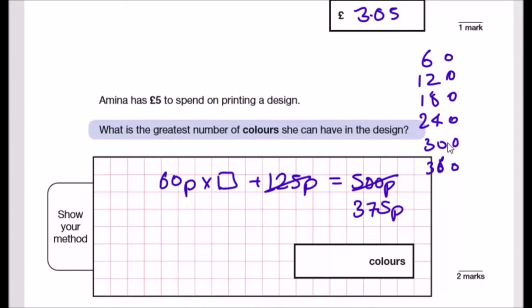You'll notice that after this number you get 420. This is when the limit occurs. So basically, 60 goes into 375 exactly 1, 2, 3, 4, 5, 6 times with some remainder. And that's it. That's the greatest number of colors she could have in a design.